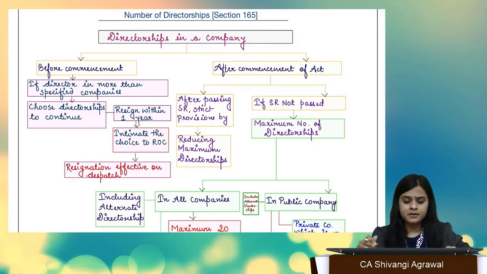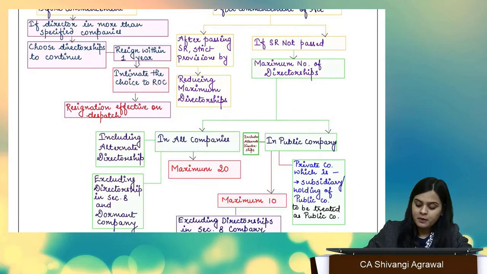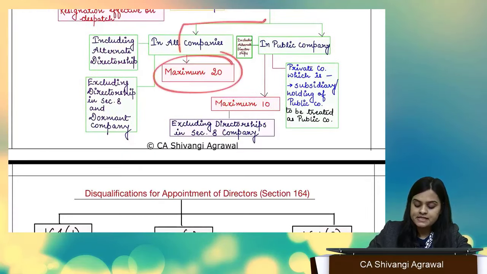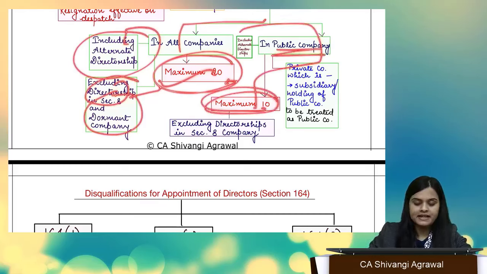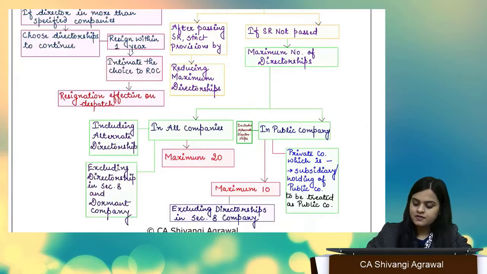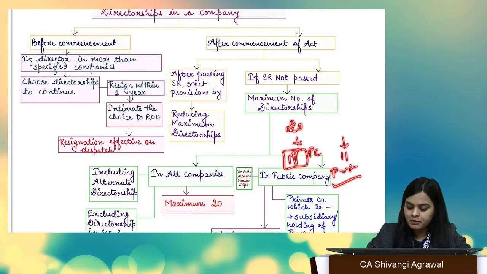So we have a limit. What is the limit? Maximum number of directorships in all companies is 20. So I can be a director in a maximum of 20 companies. But this does not include Section 8 or dormant companies, but it includes alternate directorship, out of which a maximum of 10 public company directorships I can hold. So if I am a director in 20 companies, with 9 public companies and 11 private companies, this is allowed. But 11 public companies and 9 private companies is not allowed.